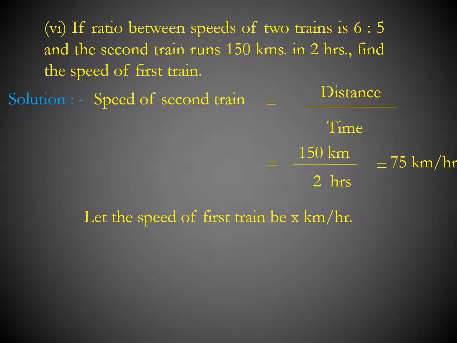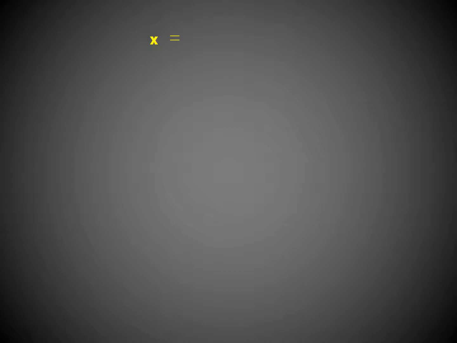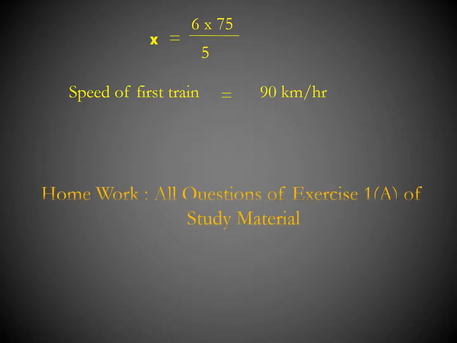So let the speed of first train be x kilometer per hour. Now the ratio of speeds is given. So x ratio 75 is equal to 6:5. Doing the cross multiplication, 5 into x is equal to 75 into 6. So x will be equal to 6 into 75 divided by 5. So speed of first train will be 90 kilometers per hour.